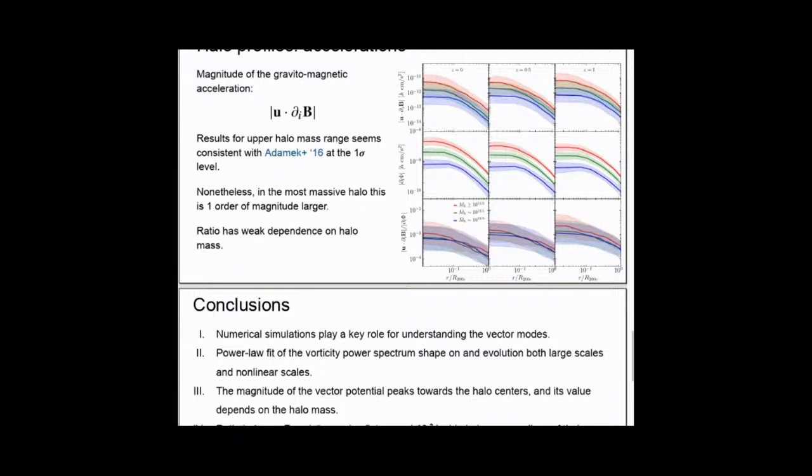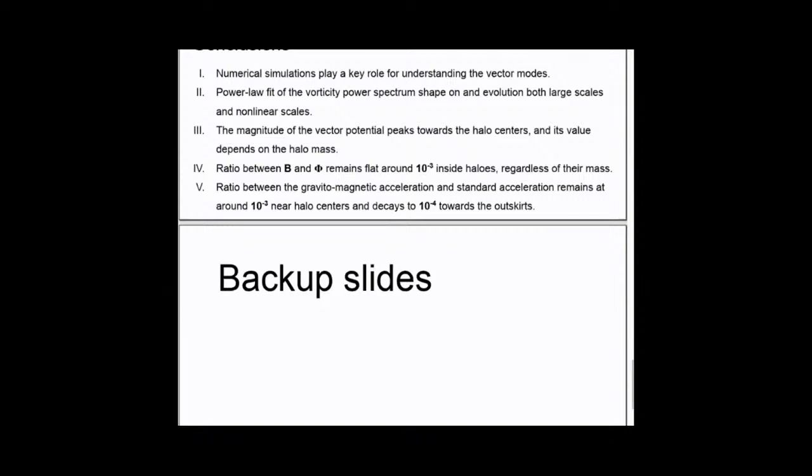Then on the middle row, I'm showing you just the gradient of the scalar gravitational potential. This is not very important or relevant for us. What is more relevant for us is the ratio between these two types of acceleration, which is what I'm showing here on the bottom. Again, we see that this is also weakly dependent on the halo mass. However, now it doesn't stay flat like the potential ratio. Now this decreases by roughly one order of magnitude or so towards the outskirts of the halo. So this is what I wanted to share.